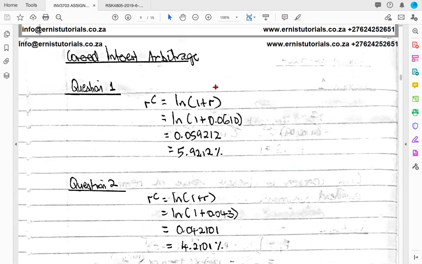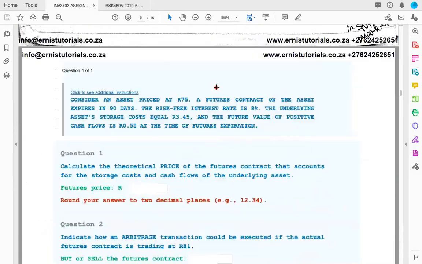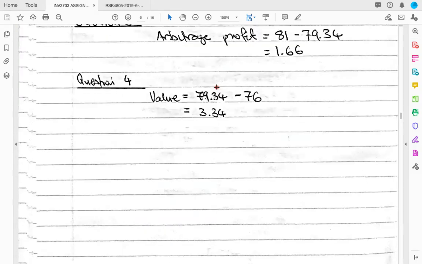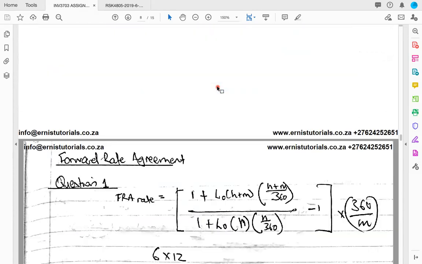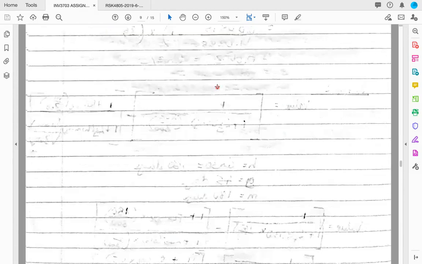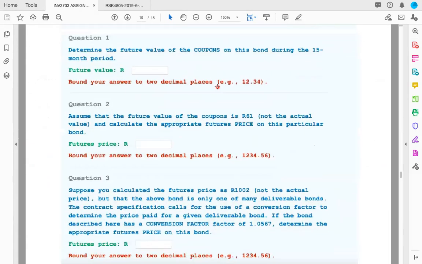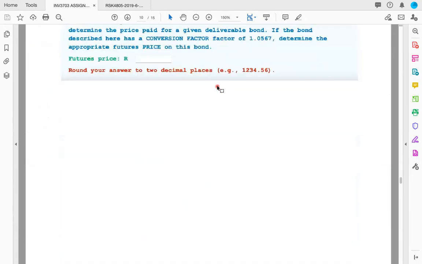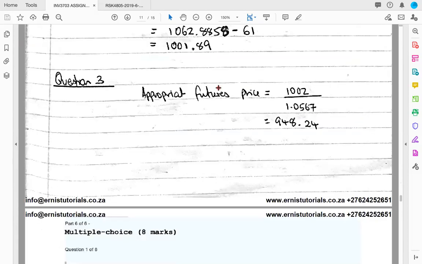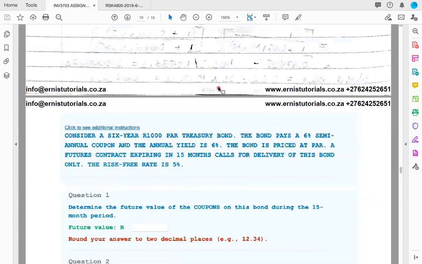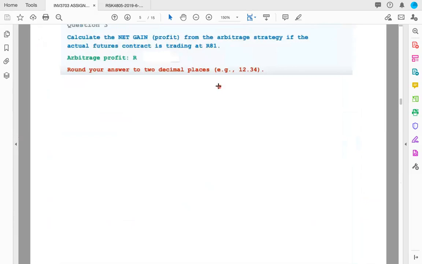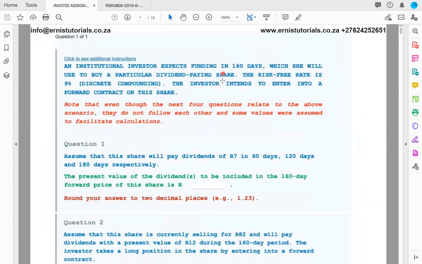The third section will be on futures contracts, then forward rate agreements, and then finally bond futures. Okay. And then some theory questions. So I'll just take you through. Everyone's questions are going to be similar to this, but the numbers are the only thing that might be different. You might be lucky and you might see that some of the questions that I cover are actually similar to what your questions are. Okay, so let's try this.